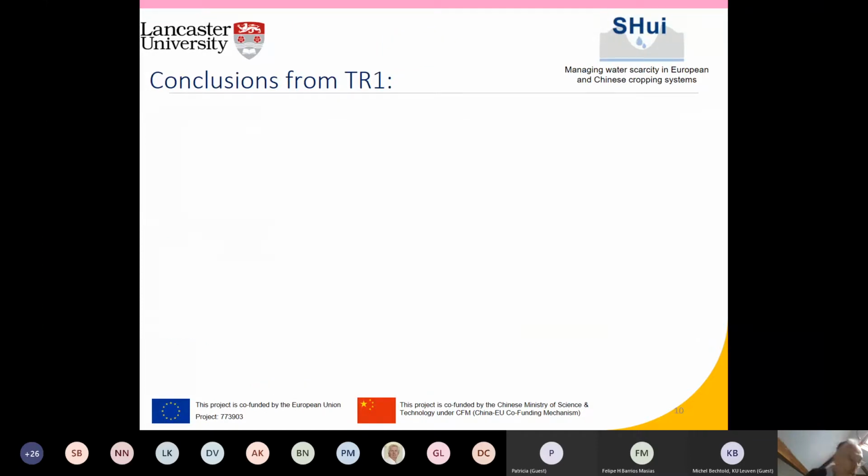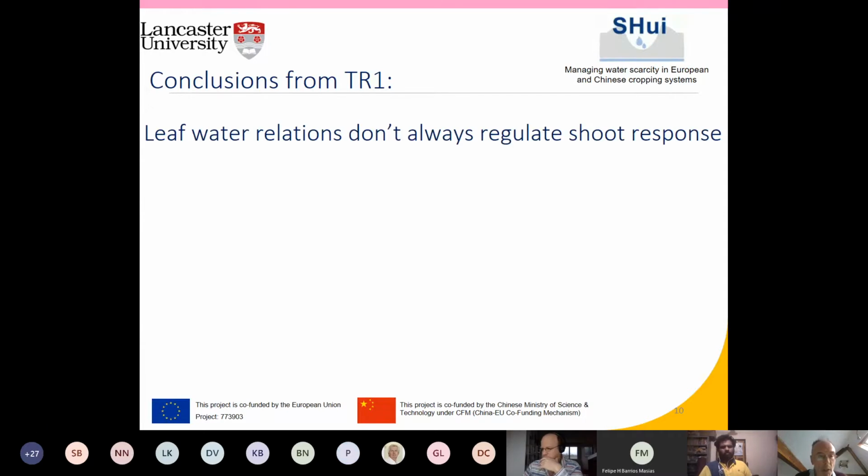So, some conclusions from this first, necessarily rather academic, and I would say in terms of technology readiness level 1, the discovery phase of the research. The key conclusion: leaf-water relations don't always regulate the shoot response. We've seen a couple of examples in split-root maize plants and split-root apple seedlings, where the water relations of the plants are maintained as the soil dries, and yet the stomata closed and the leaf growth was restricted.